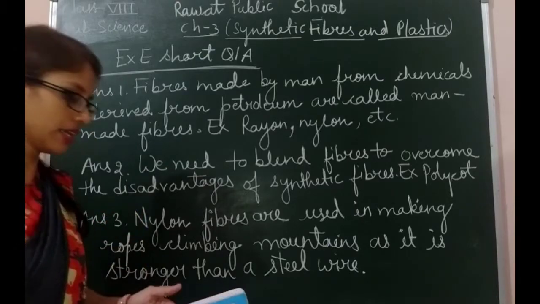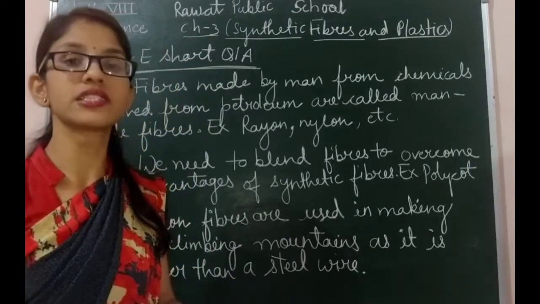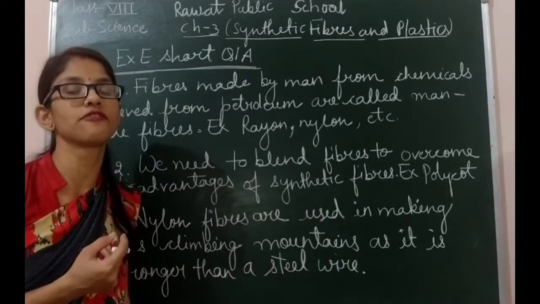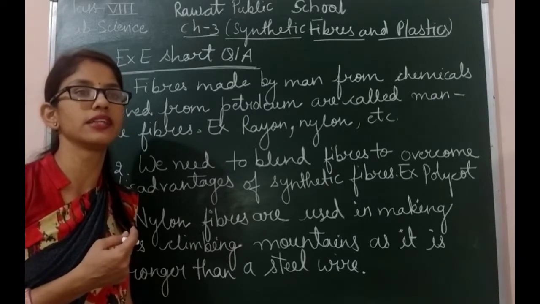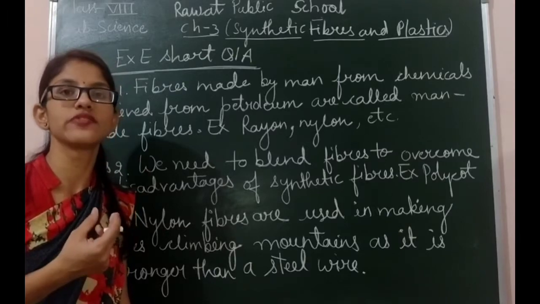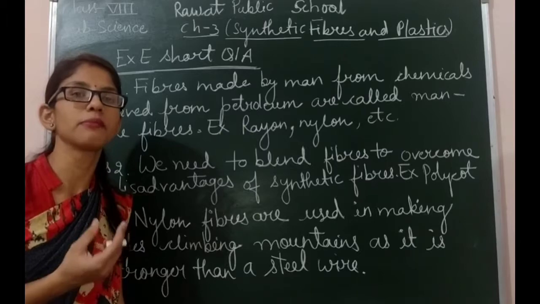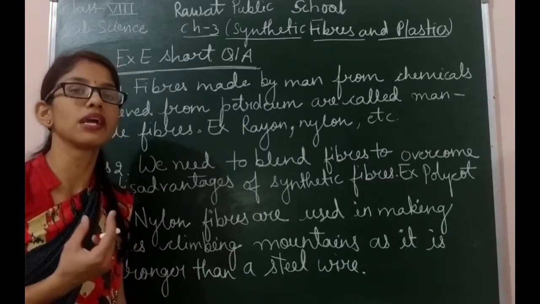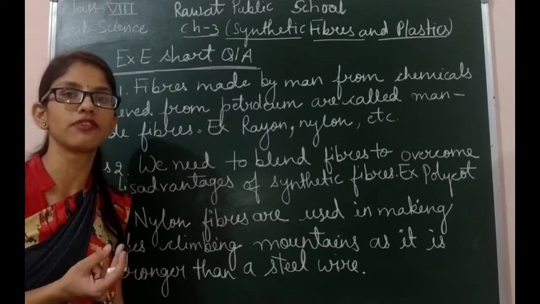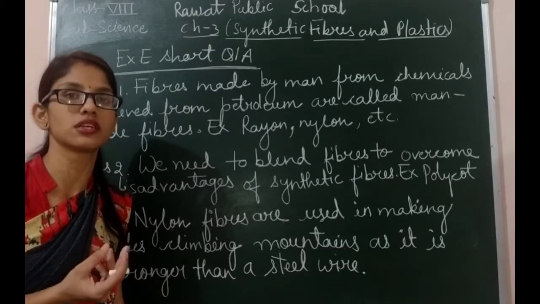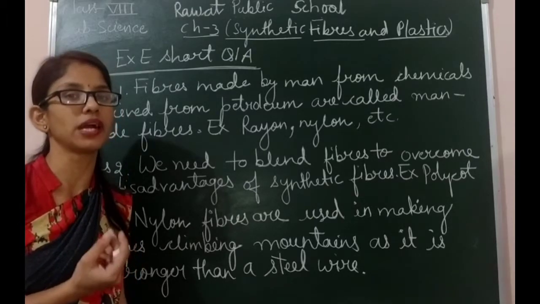Okay, so let's start. The question number 1 is, what are man-made fibers? Give example. Students, in this question you have to write the definition of man-made fibers and then you have to write the examples of these. As we all know, man-made fibers are the synthetic fibers which are made by man in factories by using chemicals. And examples of synthetic fibers are nylon, rayon, polyester, acrylic. These all are man-made fibers.